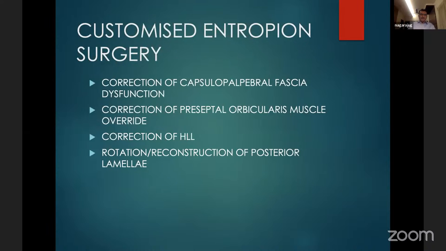So basically, first, if there is more of vertical lid laxity with the horizontal lid laxity being normal, that is, you see all the signs of inferior retractor dehiscence, and if there is no significant medial canthal laxity or lateral canthal laxity, and your snapback test, pinch test, and distraction tests are normal, you can just correct the capsulopalpebral fascia dysfunction. And if there is overriding associated along with that, we should try to address this overriding. So basically, you should try to create a barrier between the preseptal part and the pretarsal part of the orbicularis oculi muscle. And supposing on examination and evaluation there is a significant horizontal lid laxity also, you should try to correct that.